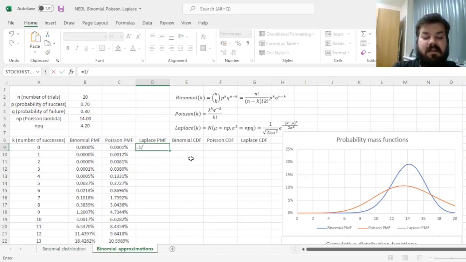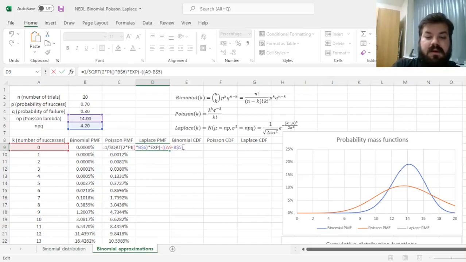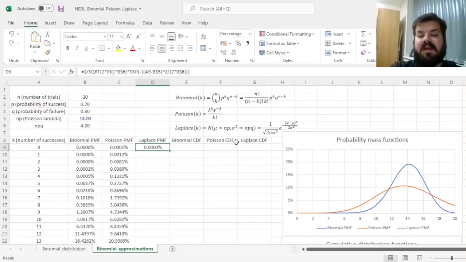So here we input 1 divided by the square root of 2 times pi times the variance, so npq, sigma squared for our normal approximation, times the exponent, e to the power of negative k, number of successes, minus the expected number of successes, the average number of successes, or mu in this parameterization, that we need to lock row-wise as usual, squared, divided by 2 times sigma squared, so 2 times variance, or 2 times npq. And here, again, variance needs to be locked as well. And then we close the appropriate number of parentheses and enforce the probability density function of the normal distribution, or the Laplace probability mass function.